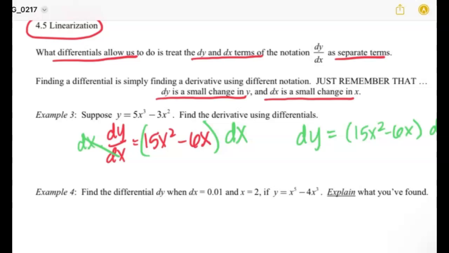Well, when we take a look at an example like number 4, again, this is all about approximation. Yes, we could use our calculator on all of this, but this is the math the calculator is doing to get a value. So we want to find the differential. We want to find what dy is when the change in x is this, x is 2, and this is our function. So let's first just derive our function.